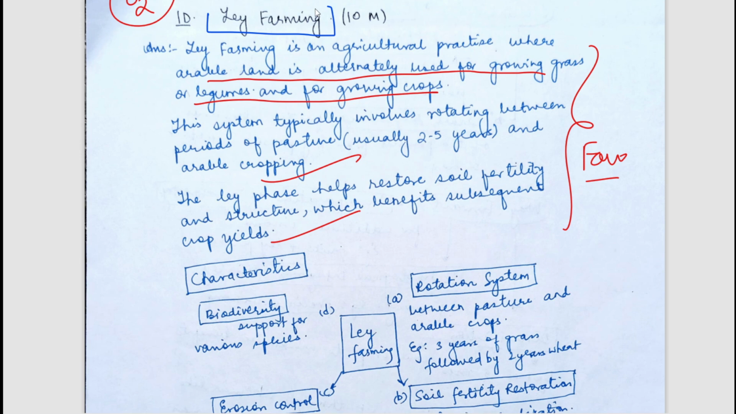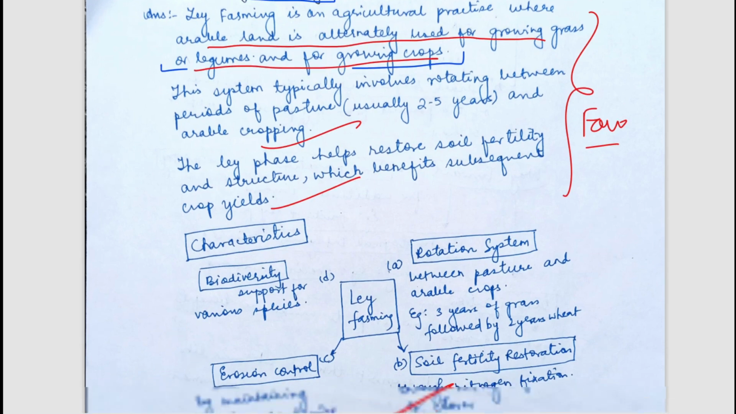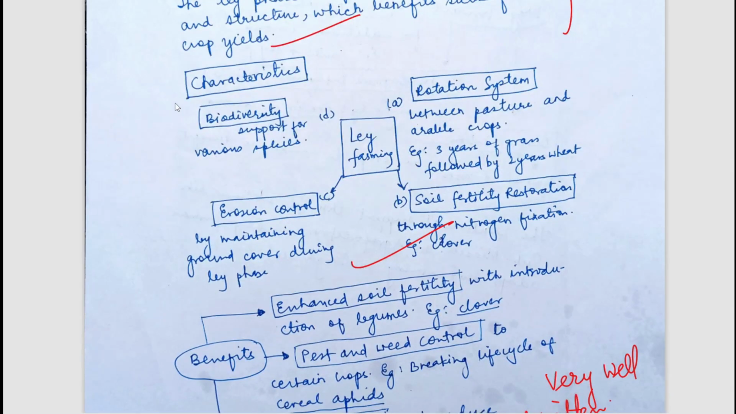Now the next write-up was on ley farming. So what is ley farming? It is an agricultural practice where arable land is alternately used for growing grass or legumes and for growing crops. Okay, so I think it is nicely introduced. Then characteristics have been mentioned such as biodiversity, erosion control. Obviously, grass will be there, so there will be better erosion control.